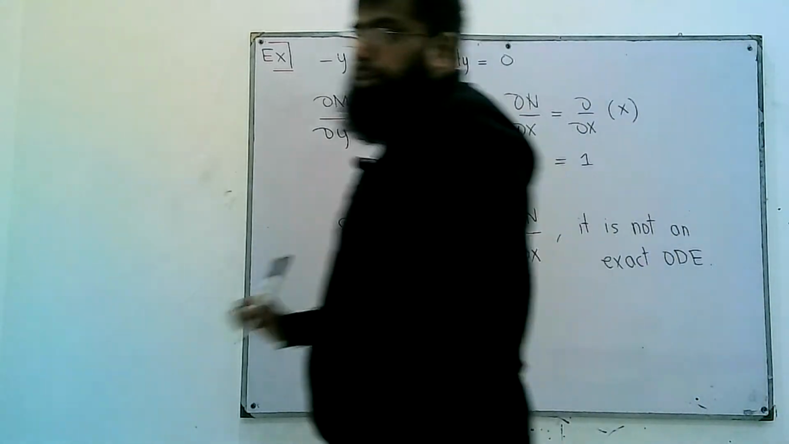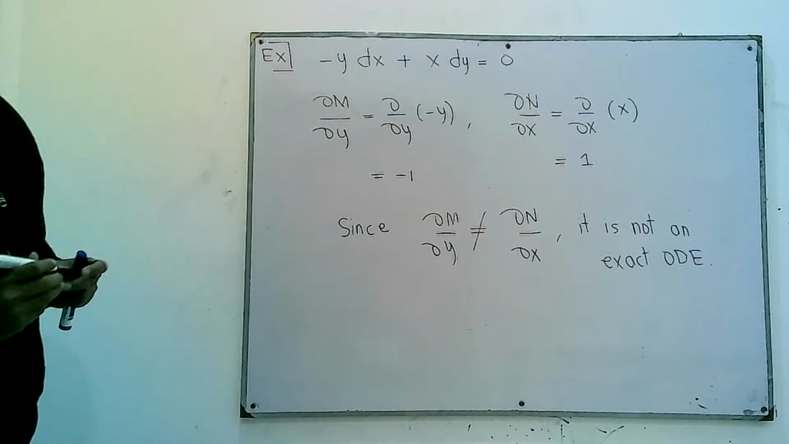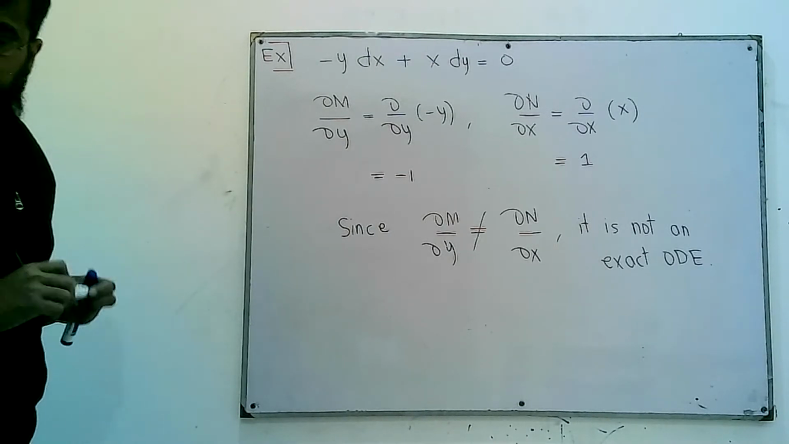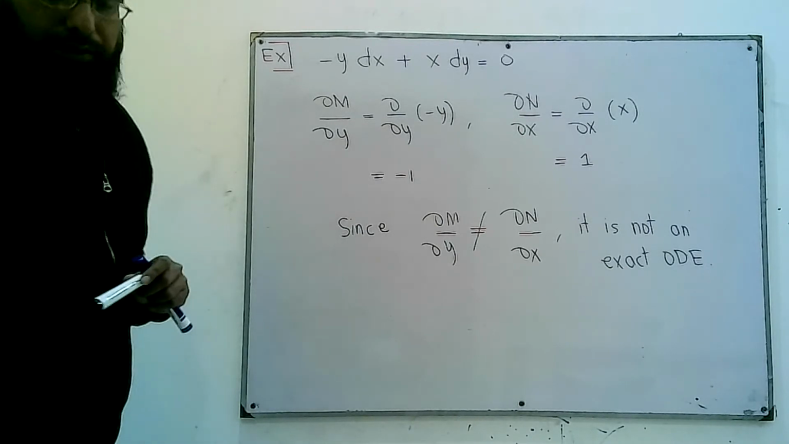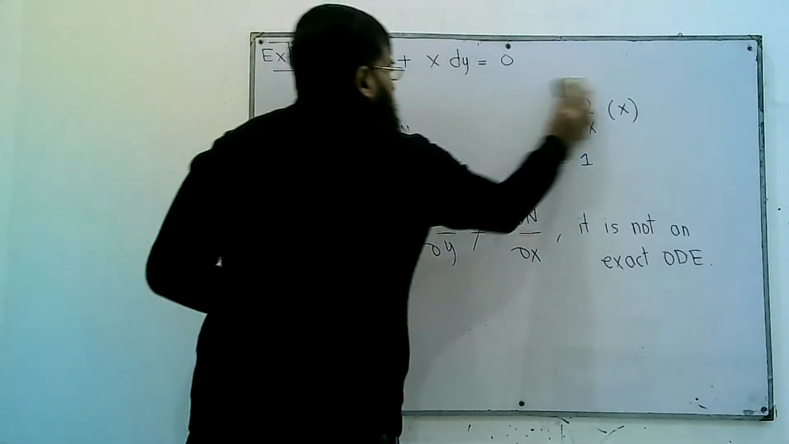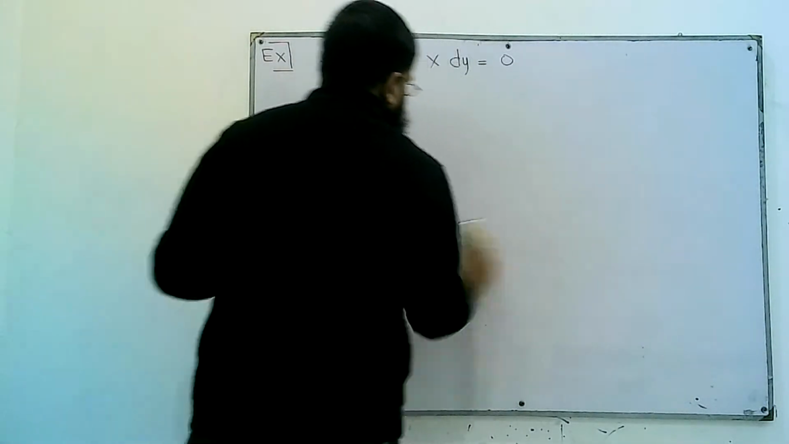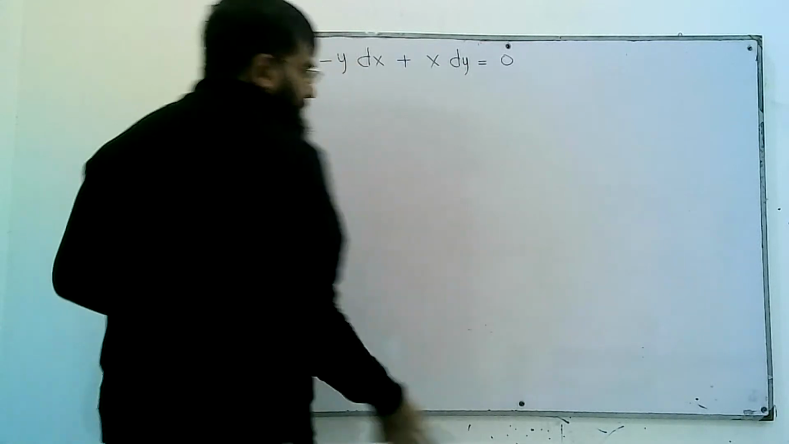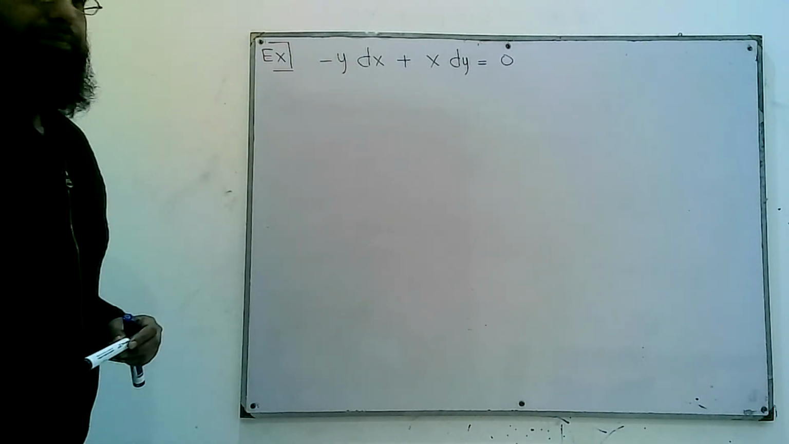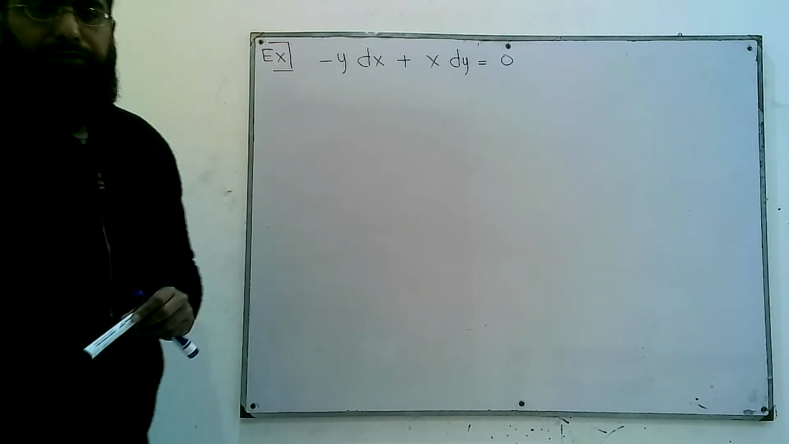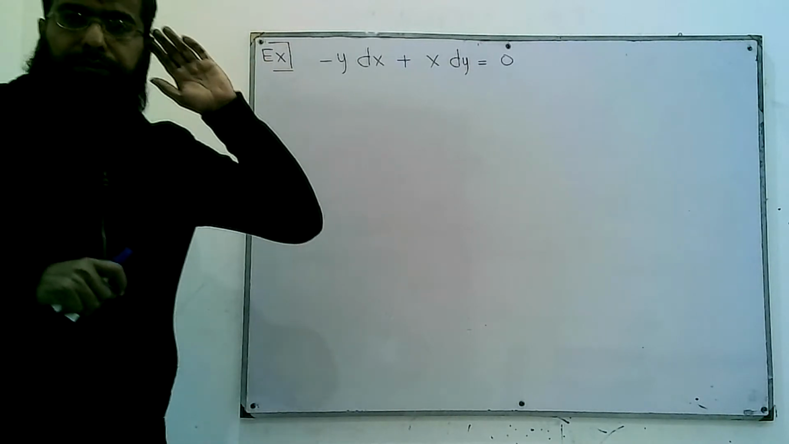So what should we do then? Of course, we can reduce it to an exact type of ODE by multiplying both sides by an integrating factor f. So what I'm going to do is make a guess. We will not be making guesses all the time, but we'll find a mathematical way to compute f finally. But for the sake of this problem only, let's make a guess.